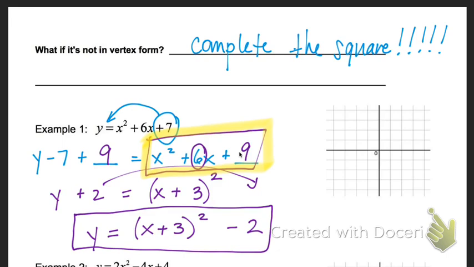Okay. Now I graph it. So what's my transformation? Left 3 and down 2. Slope is 1, so up 1 over 1.